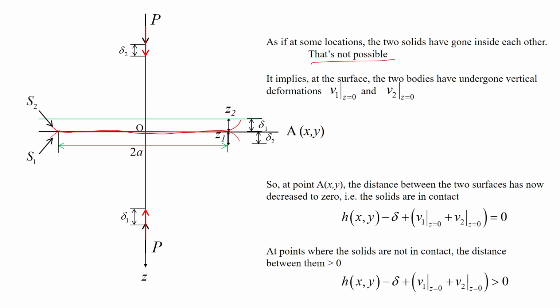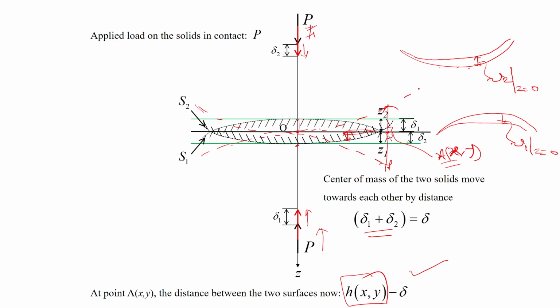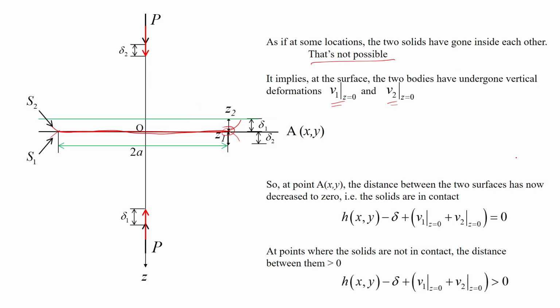What has happened is that at this point, in the contact area a x y, the distance between the two surfaces has now decreased to 0. This particular point lies on this contact area, such that the distance has become equal to 0. When the deformation V1 and V2 occurred, at this point the surfaces actually moved away from each other.